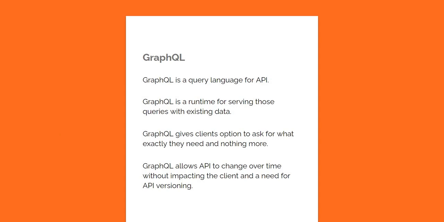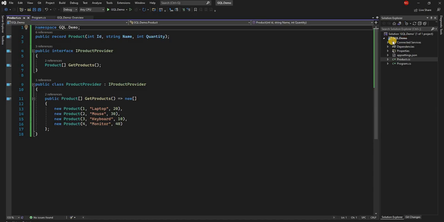So let us open a project that I created. This is a project that I created for the GraphQL demo. It has a record for product, which has ID, name, and quantity. And then it has a product provider interface, which has a method called getProducts. And then an implementation for product provider, which returns an array of product. And right now, I'm just sending out a hard-coded product array.